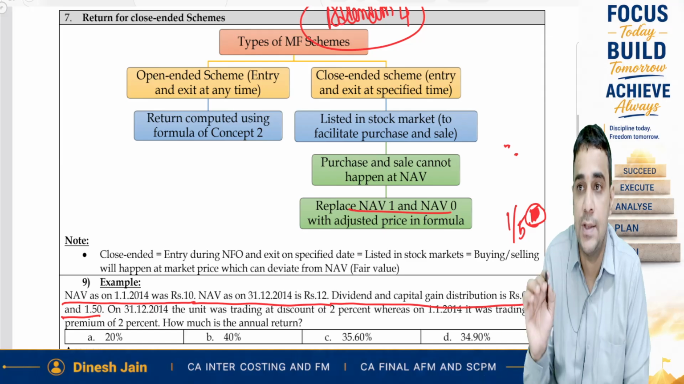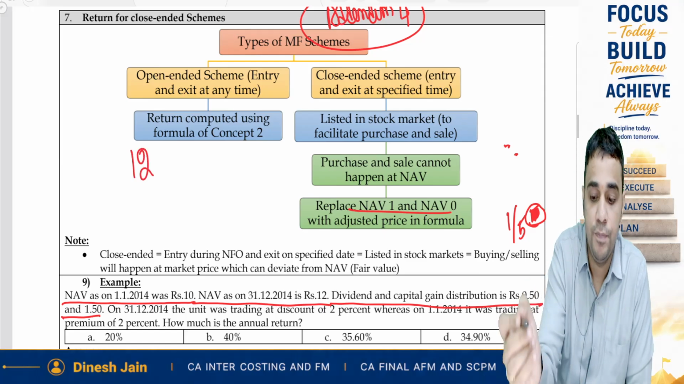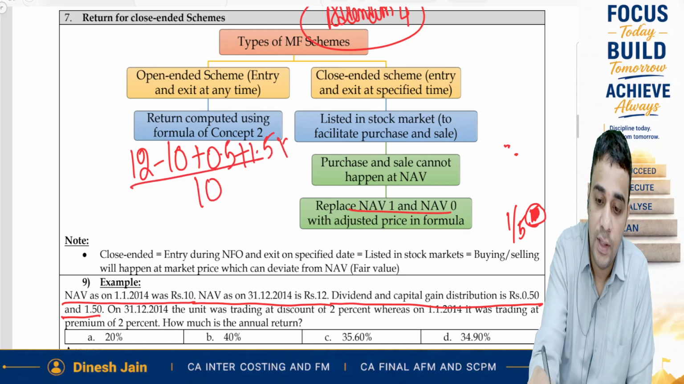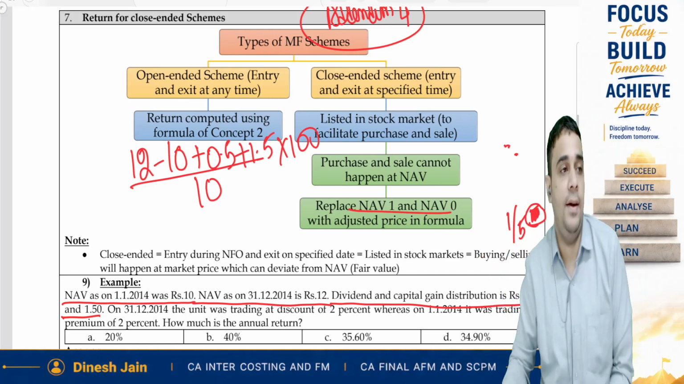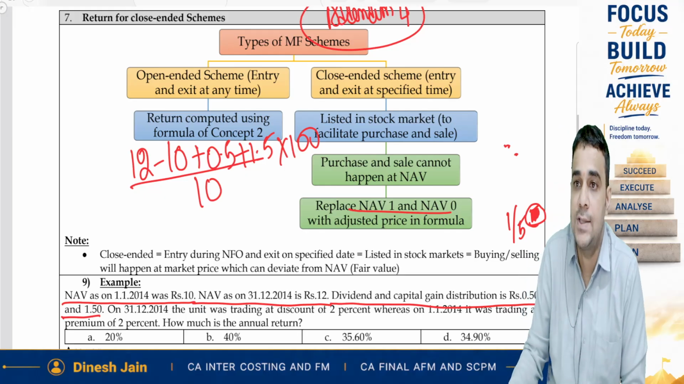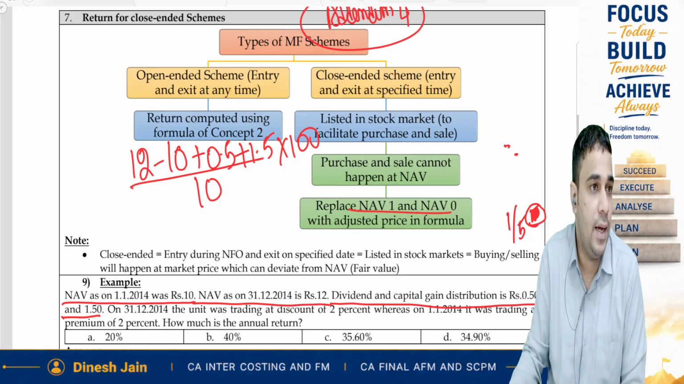NAV1, can you tell me till this? 12. NAV0, plus dividend, plus capital gain, divided by 10. This is the return for an open-ended scheme. I don't want any numbers and all.